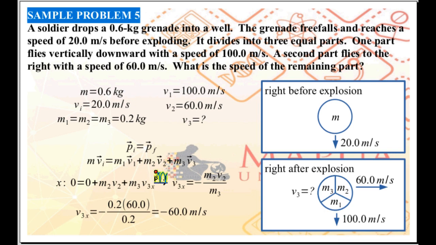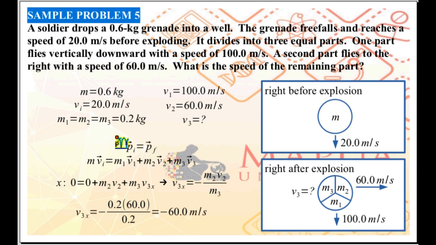Next, we have the momentum of fragment 2. Velocity v2 is heading to the right, horizontal, positive direction, so plus m2 v2. Then for fragment 3, we don't know velocity v3. We are looking for v3, so we simply let v3x be the x component of v3. So we have plus m3 v3x. Isolating v3x, we get v3x is equal to negative m2 v2 divided by m3.